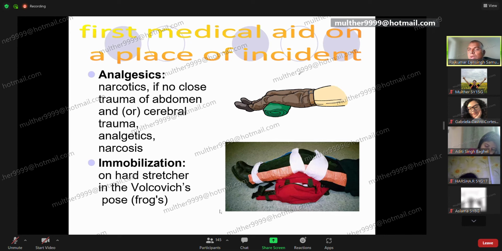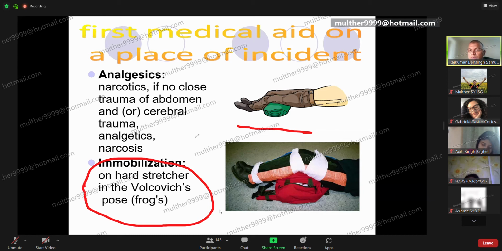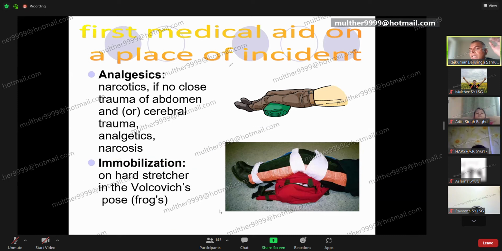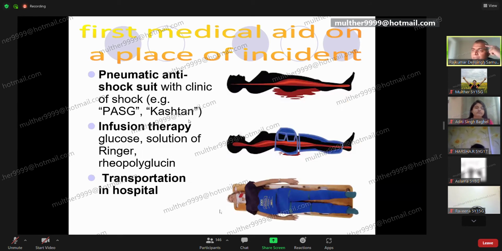Where is the marker? This Volkovich posture, the frog posture, is not only used as a temporary immobilization. If the patient has a stable fracture, the patient is going to be treated in the hospital in this posture too. So this is a very important posture, not just for temporary immobilization, but even in the hospital. So try to write this down. Today you learned a new posture for first aid and a new method for treatment.